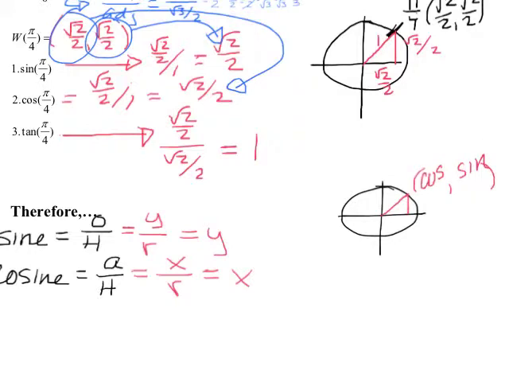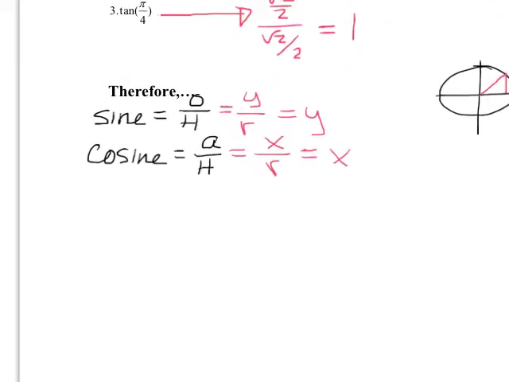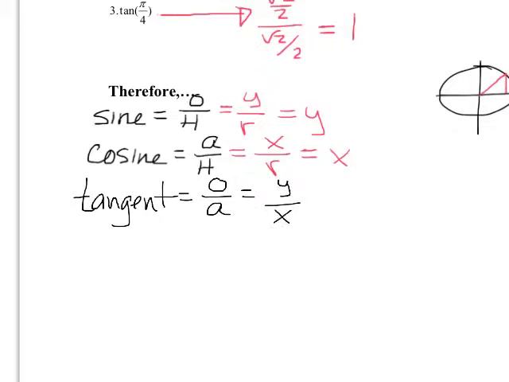So let's kind of move on a little bit here. Just to keep adding on to things, when we talk about tangent, tangent is equal to opposite over adjacent. Well, opposite is equal to y, and adjacent is equal to x. Basically that's what we're getting up here, which is also known as sine over cosine.